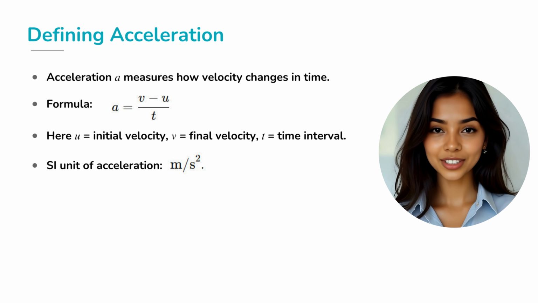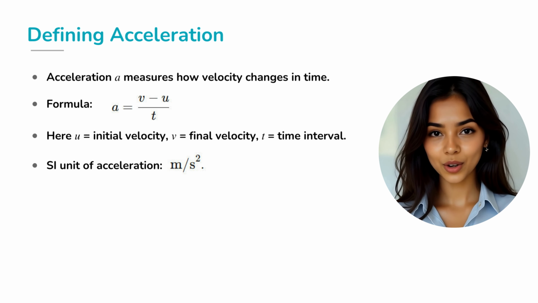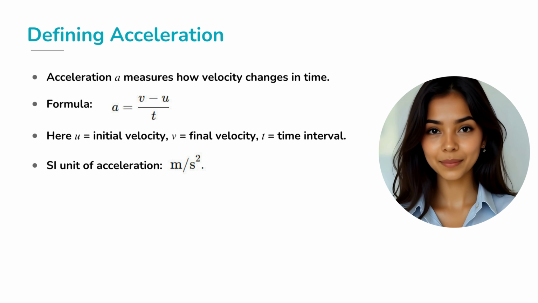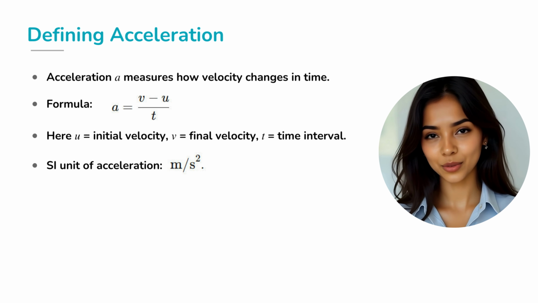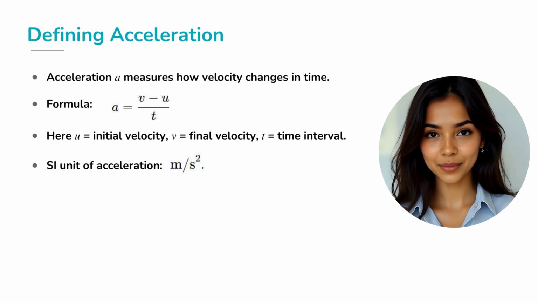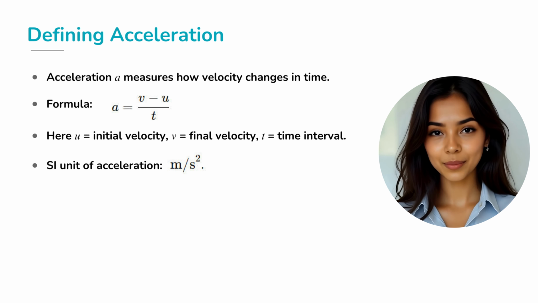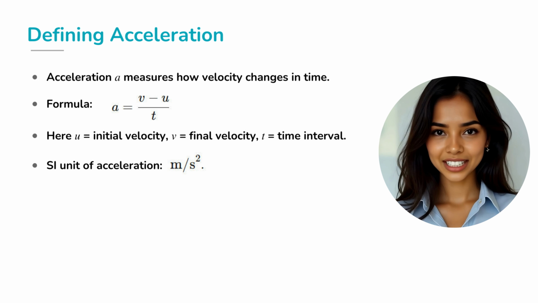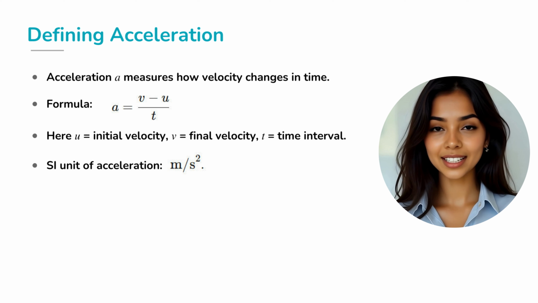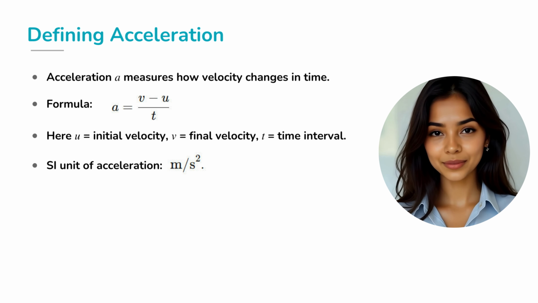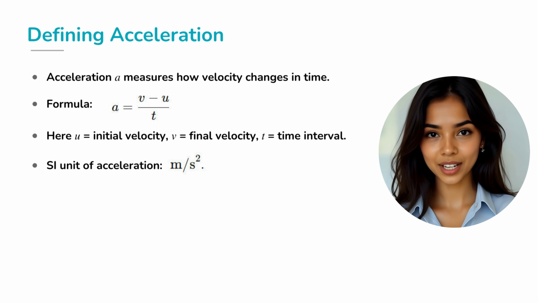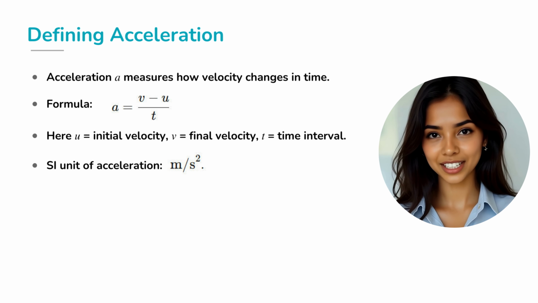So how do we measure this rate of change? We call it acceleration. Mathematically, acceleration equals change in velocity divided by time taken. Or in symbols, a equals (v minus u) divided by t, where u is the initial velocity, v is the final velocity, and t is the time interval. The SI unit is meter per second squared. This means every second, the velocity changes by a certain number of meters per second.